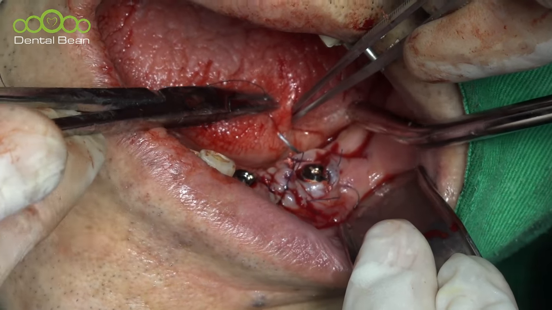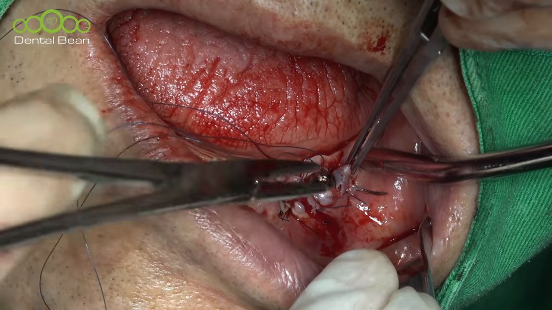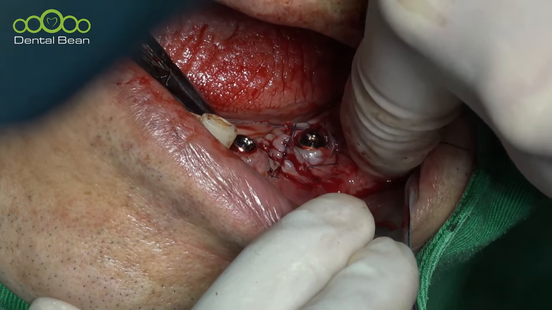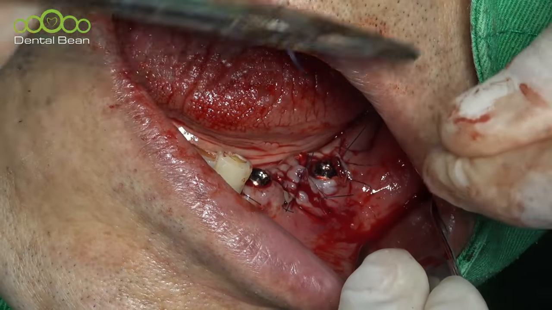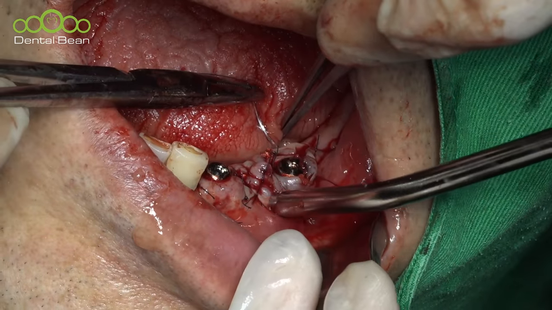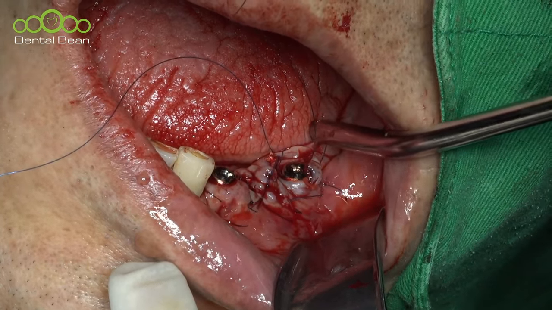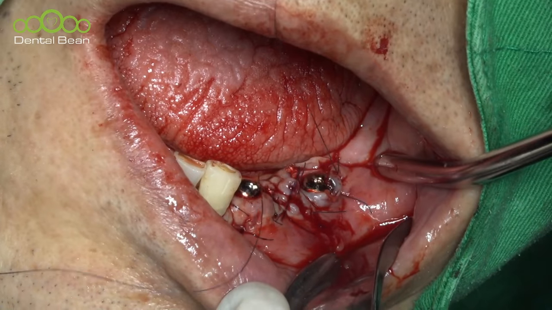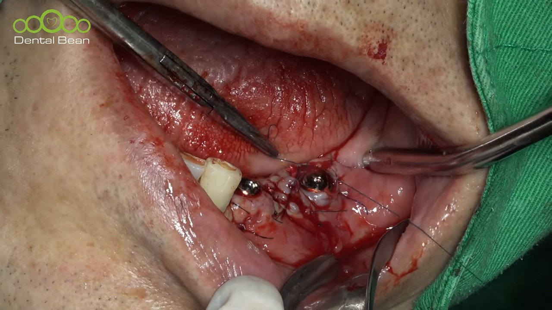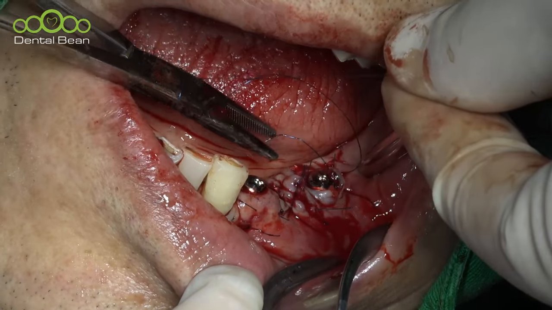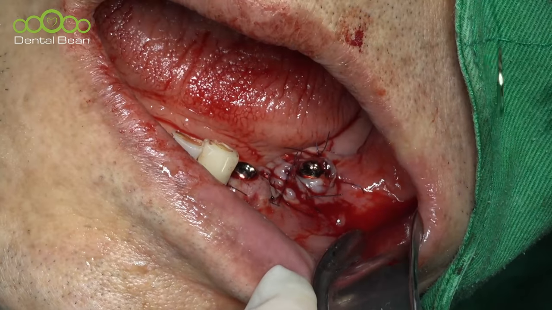The distal implant, distal area, one more suture. At this time, the silk, press the gum, the mobile gum area, like here. At the time of the first turn, you press the gum here, like this one. Okay, final suture on the Y incision area.